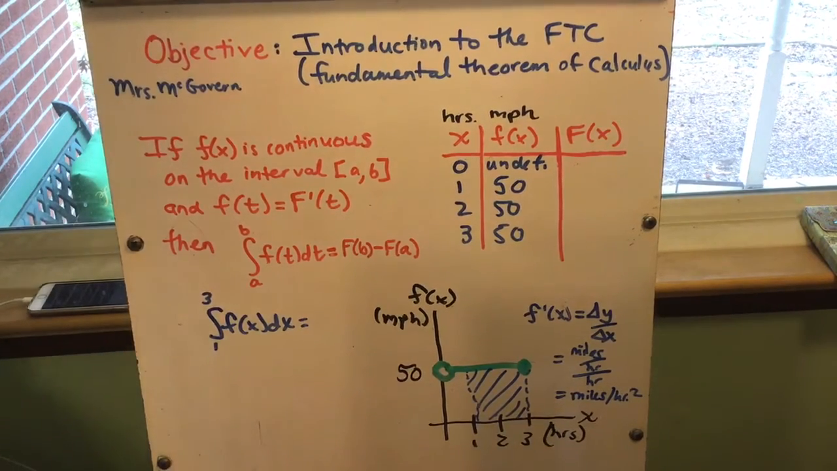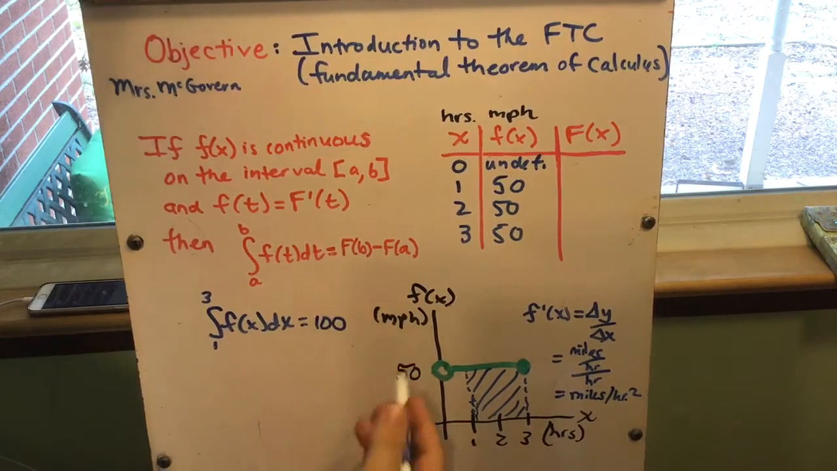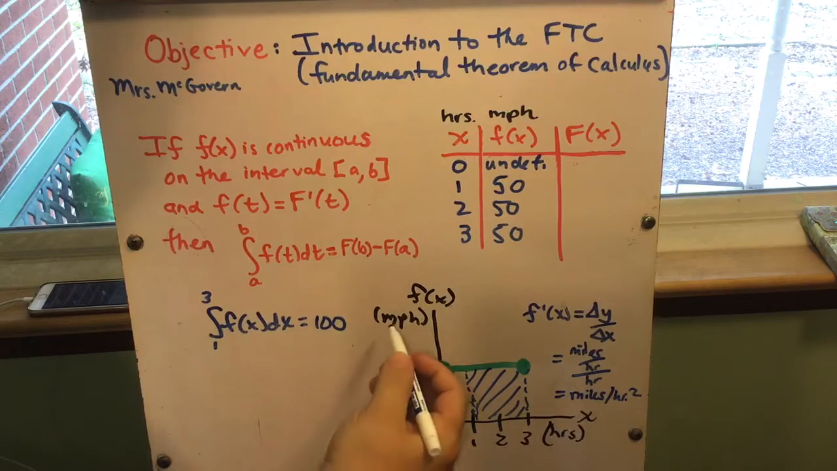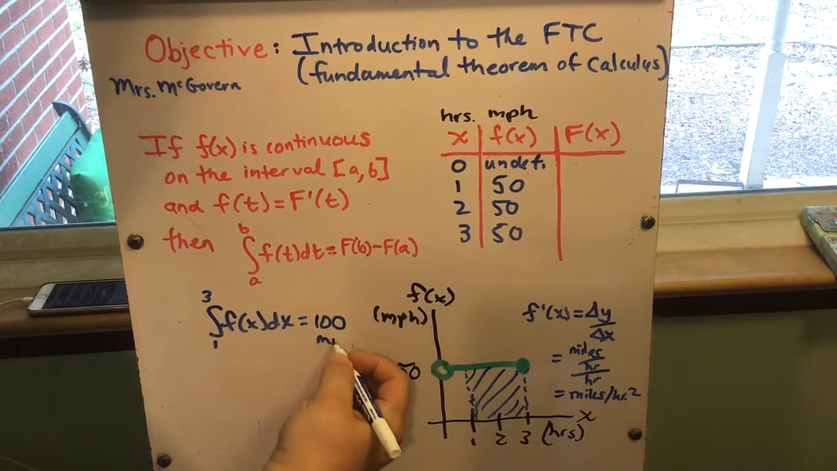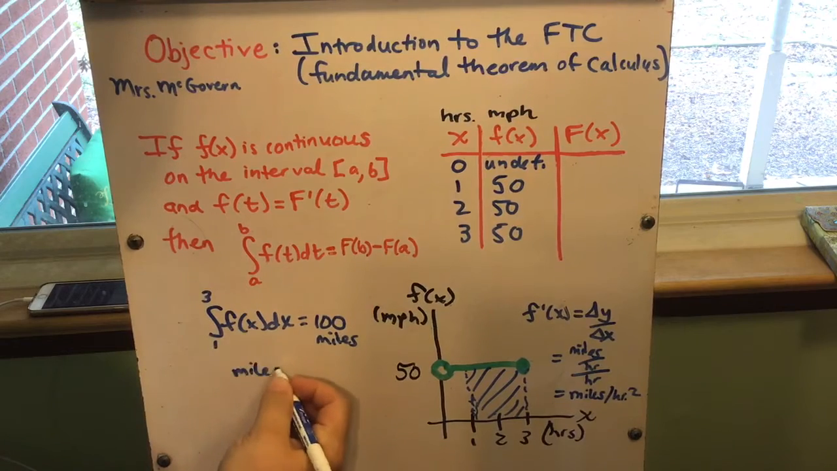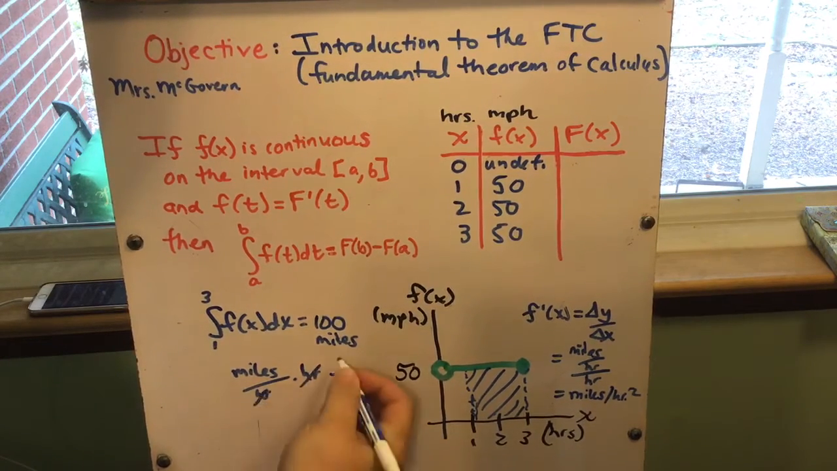I don't need Riemann sums for this. I can say that it's 2 times 50, so that's 100. And the label of the integration is miles per hour times hours. When you multiply velocity times time, you get distance, which is miles, because miles per hour times hour will just give you miles.